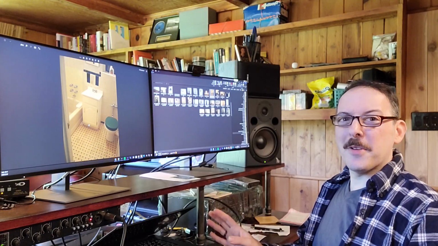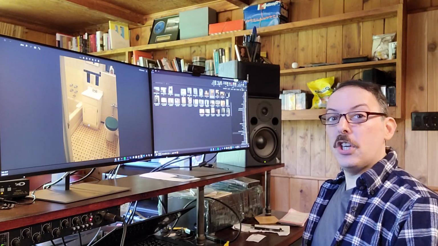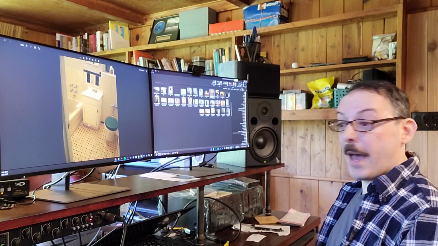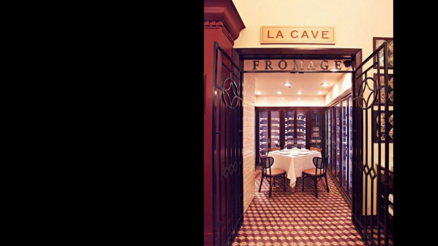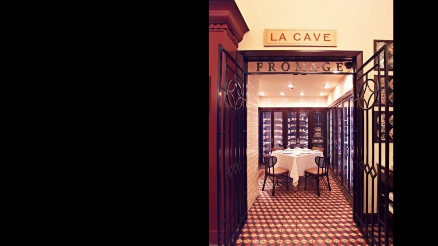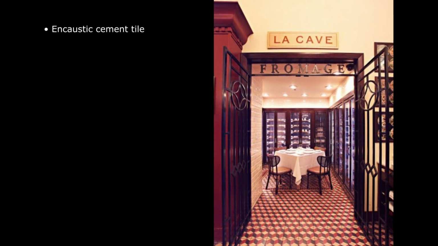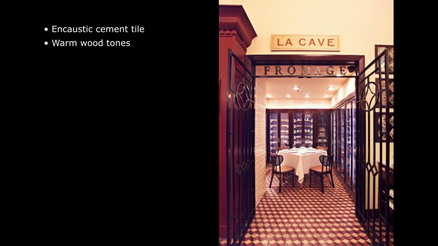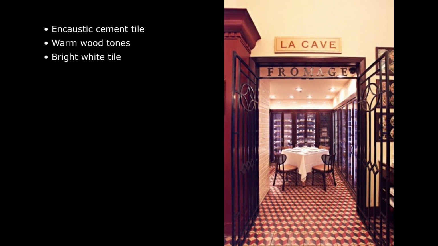I was just looking around at this restaurant. I'm going to show you some photos of it, but this was a huge influence on the aesthetic that I wanted to have in this bathroom renovation. The interior of the restaurant, this is one of the views, and you can see this wonderful combination of this encaustic cement tile on the ground, but that is warmed up by these wood tones. The walls are off-white, but the tile is a clean white. So I really loved that.